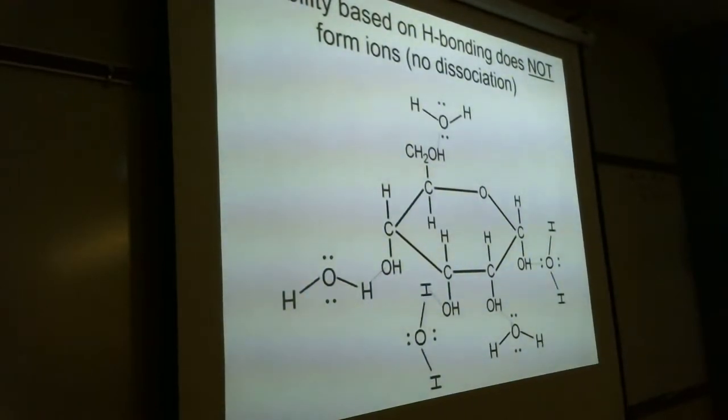I'm trying to put it in like a cartoon form there. So the sugar actually stays intact. The entire sugar molecule remains intact. It is just hydrogen bonding with the solvent. So don't think about it as being ripped to shreds like with the salt, right? With the salt, it got ripped to shreds. But that's not happening here. The sugar is actually staying intact.